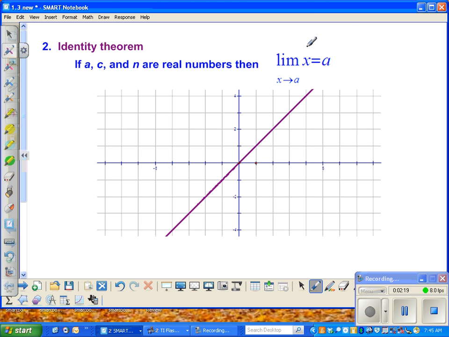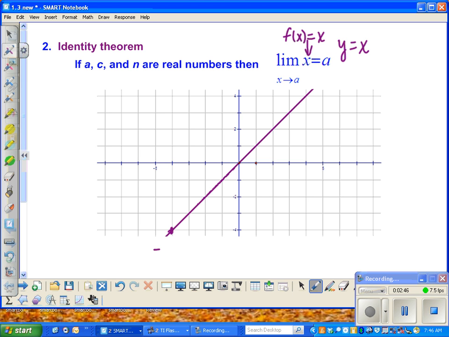Now notice this is no longer a number. It's a variable now. This is our function. This is the function f of x is equal to x, also known as y equals x. So if we look at this function, I graphed it, by the way, for you. They're saying that if I take the limit of x, where x is to the first power, as x approaches a, that it's going to take on whatever x is approaching.